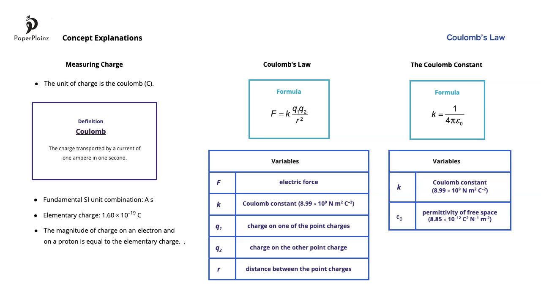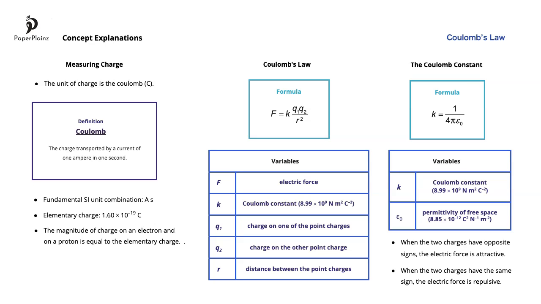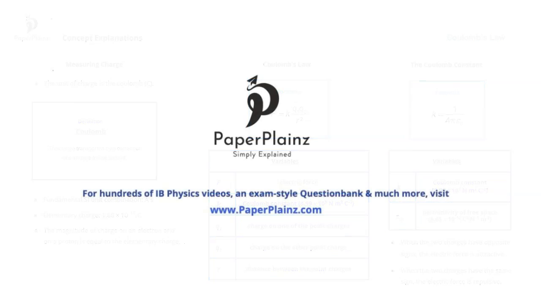Finally, since electric force is a vector, it has a direction. When the two charges have opposite signs, the electric force is attractive, so the forces experienced by the charges point towards each other, and when the two charges have the same sign, the electric force is repulsive, which means that the forces experienced by the charges point away from each other. This completes our discussion of Coulomb's law. In the next video, we'll learn about electric fields.